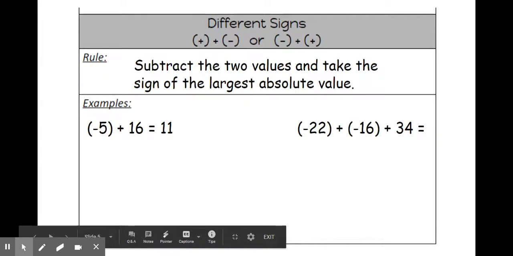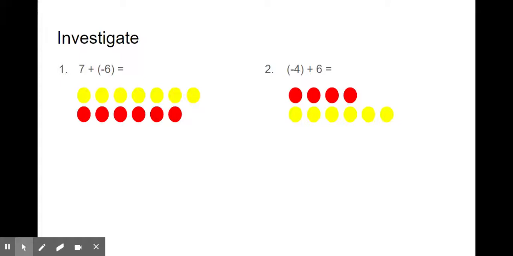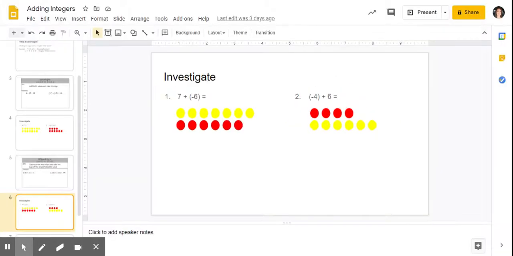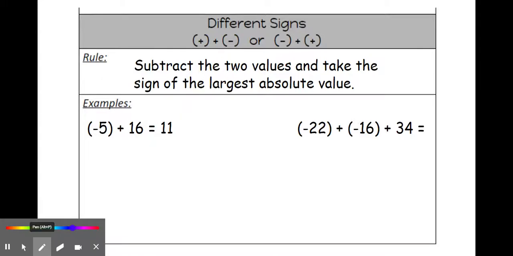Now let's look at if we have different signs. The rule is a positive plus a negative or a negative plus a positive: you subtract the two values and take the sign of the largest absolute value. Meaning here, if we take the absolute value of -5 and the absolute value of 16, 16 is obviously bigger, therefore the answer will be positive.